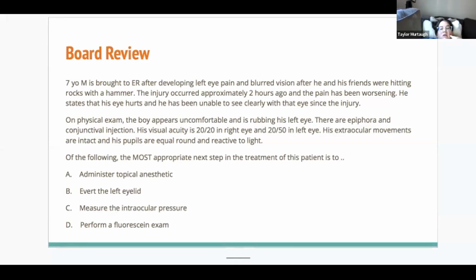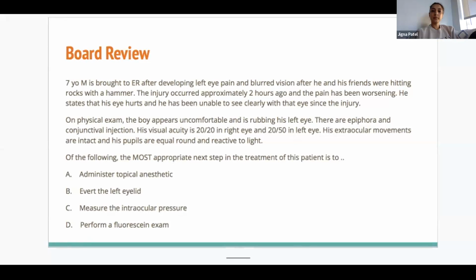There is epiphora and conjunctival injection. His visual acuity is 20/20 in the right eye and 20/50 in the left eye. His extraocular movements are intact and his pupils are equal, round, and reactive to light. Of the following, the most appropriate next step in the treatment of this patient is to: A, administer topical anesthetic; B, evert the left eyelid; C, measure the intraocular pressure; or D, perform a fluorescein exam.